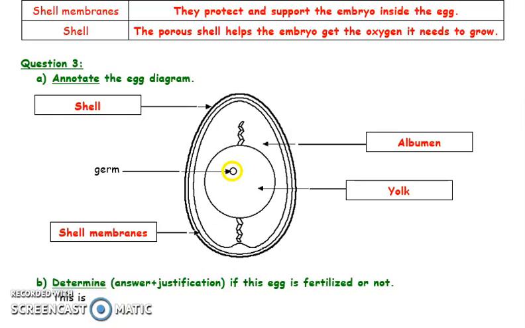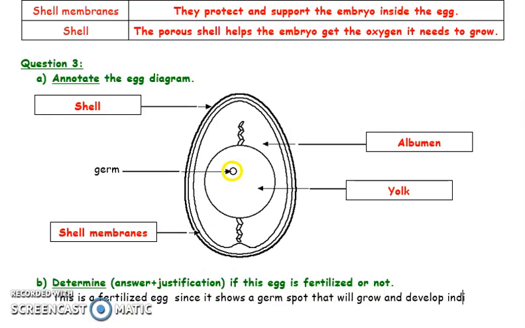Each time I ask you to determine, don't forget to justify your answer. This is a fertilized egg since it shows a germ spot that will grow and develop inside the egg into a chick.